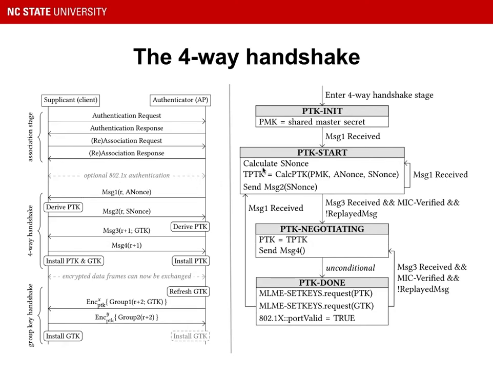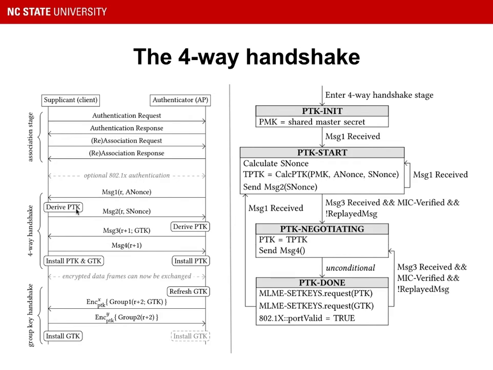Initially, the AP will send message 1 to the client. Upon receiving message 1, the client will calculate the S nonce and the PTK, based on the PMK, the A nonce and S nonce. And after the client computed all of that, it will send message 2 with the S nonce to the AP.